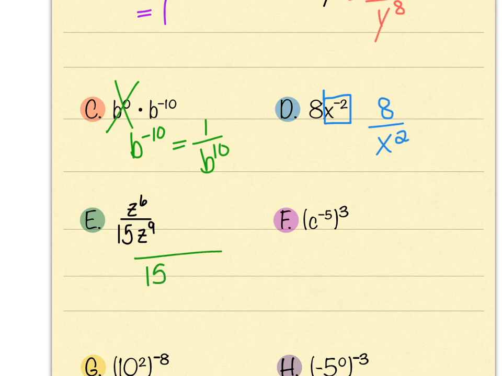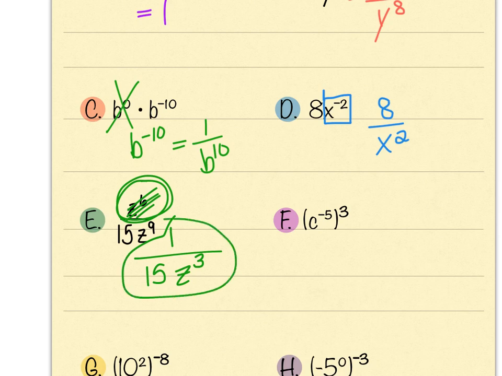All right, next one, we've got the 15 is on bottom. It's going to stay on bottom. And then I've got these 6 z's are going to cancel out with 6 of the z's on bottom, leaving me just 3 z's on bottom. Now that means there's nothing on top. Well, what happens if your fraction reduces down to where there's nothing on top? You just put a 1. So we have 1 over 15z to the 3rd.